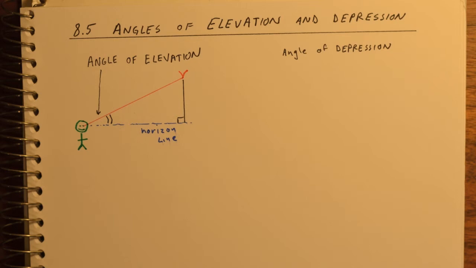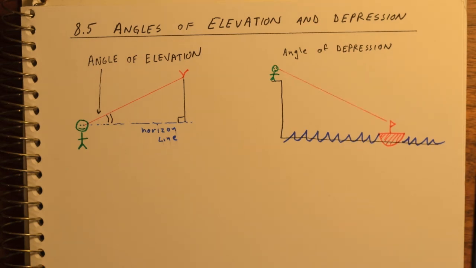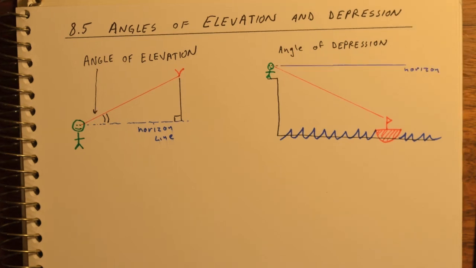Angle of depression is a similar idea. In this case, let's say you're standing on the edge of a cliff, looking down at an object. The angle of depression is again made with your line of sight and the horizon line. So the angle of depression is that angle. The distance from the horizon line to the object that you're looking down to creates a right triangle, and so we can solve using trigonometry.